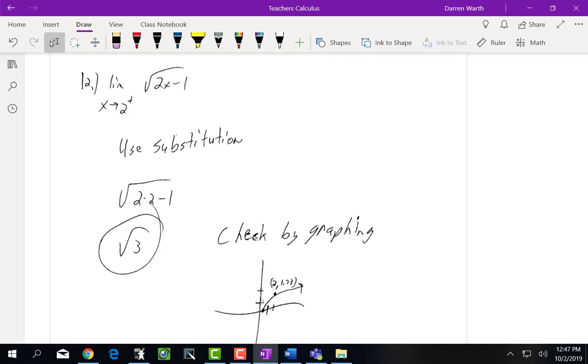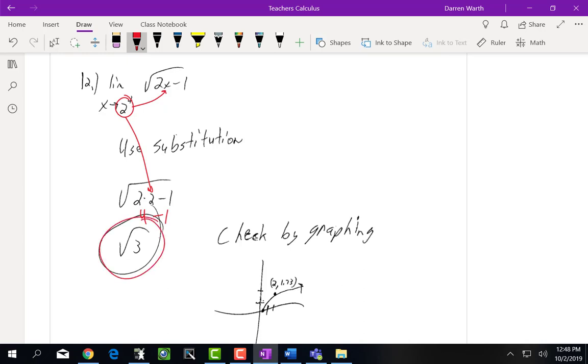Okay, on this next problem, we've got the limit as x approaches 2 from the right side of the square root of 2x minus 1. So the very first thing I want to do is just use substitution. When I substitute that in there, I get 2 times 2, which is 4, and 4 minus 1, which is the square root of 3.